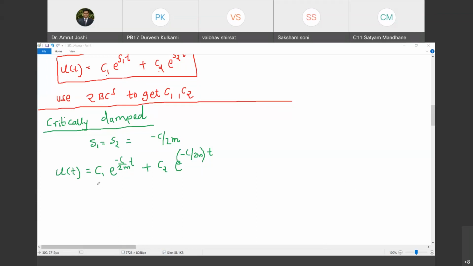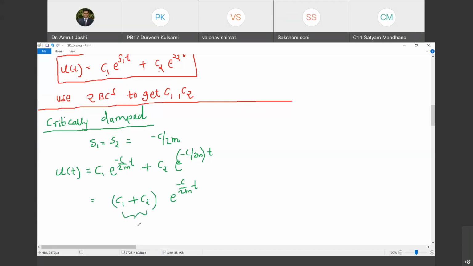Yes, sir. Okay. So now if I write it in this fashion, because the general solution is given as C1 e raised to S1t plus C2 e raised to S2t, and C1 and C2 are to be arrived at using two boundary conditions. Agreed? Yes, sir. Now, in this case, I can take C1 e raised to minus c by 2m t common. Are you with me? And then you are going to have C1 plus C2 here. Happy? Yes, sir.